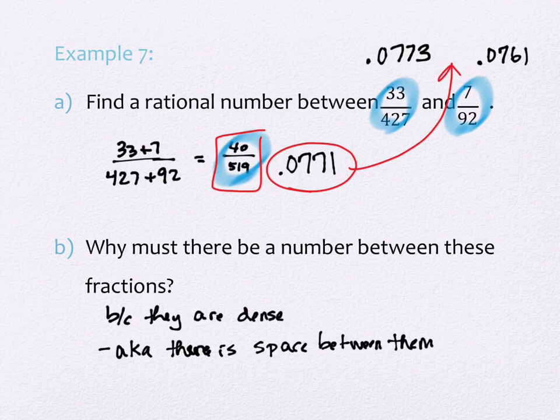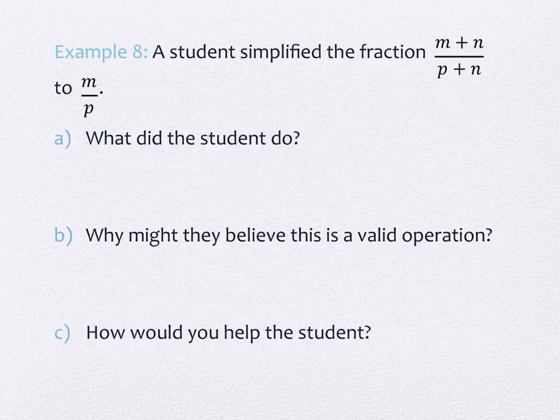So sometimes there's problems in there that ask you to think about how you would explain this to a child or analyze an error that the student did. So those are the kinds of problems that show up in section C, and that's what this is on example 8. We have a student, and they've simplified m plus n over p plus n to m over p. And I want us to analyze a few questions.